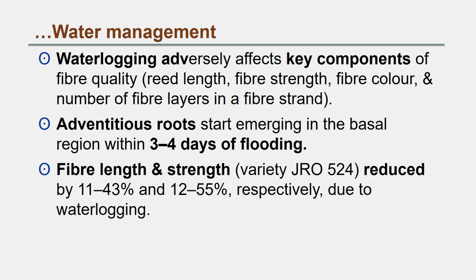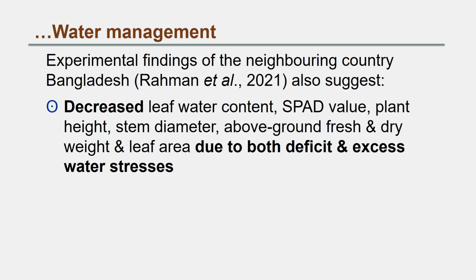Waterlogging adversely affected the key components of fiber quality like strength, length, fiber color, number of fiber layers in a fiber strand. Adventitious roots start emerging in the basal region within 3 to 4 days of flooding, affecting the fiber quality. Fiber length and strength of variety JRO 524 were reduced by 11 to 43% and 12 to 55% respectively due to waterlogging. So, drainage should be made in case of waterlogging.